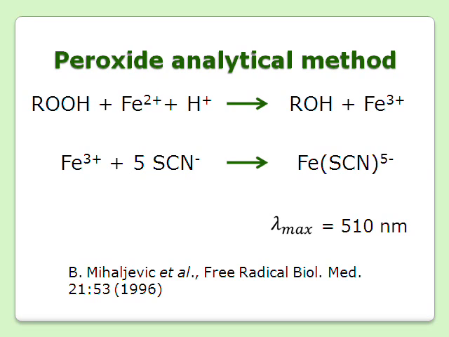And this depends on ferrous iron, iron 2, being oxidized to iron 3, ferric iron. And in the process, the peroxides are reduced to alcohols, ROH. And then the ferric ion that's formed reacts with thiocyanate anion to form a colored complex, very easily detectable and visible.